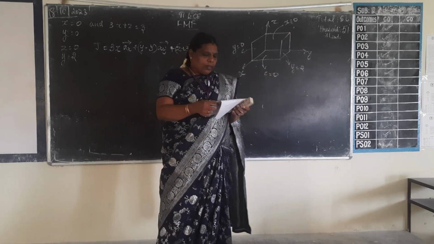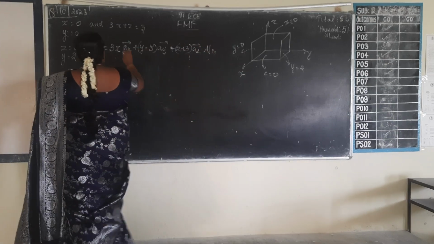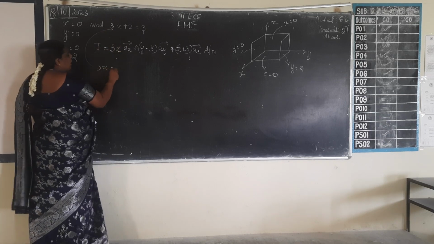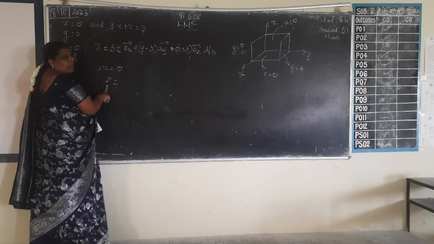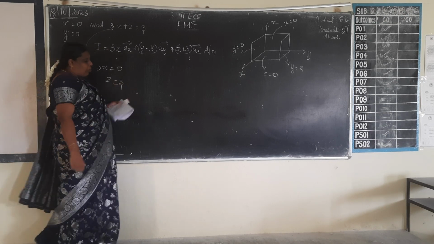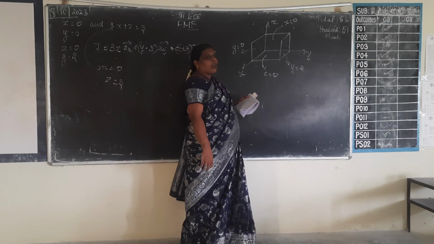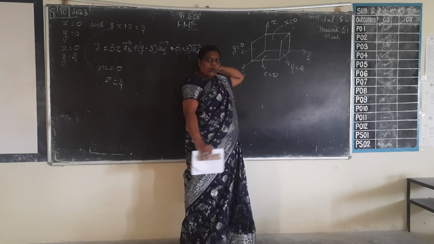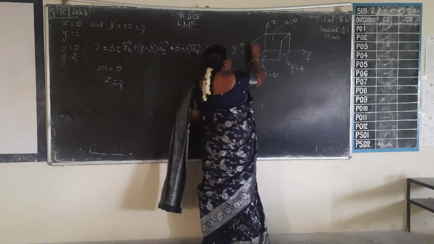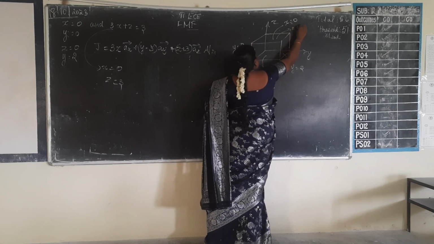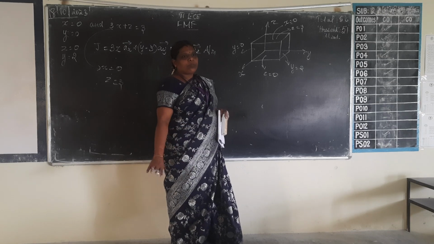The next is you have to find one more area. As you are told x is equal to 0, when x is equal to 0 in this relation, what is z here? Z is equal to 3. So you have to mark z is equal to 3. Where will z is equal to 3 come? Very good. It will be in the upper side, right? So here the z is equal to 3 plane will be coming. Like this we have to first mark the planes and then we have to solve.